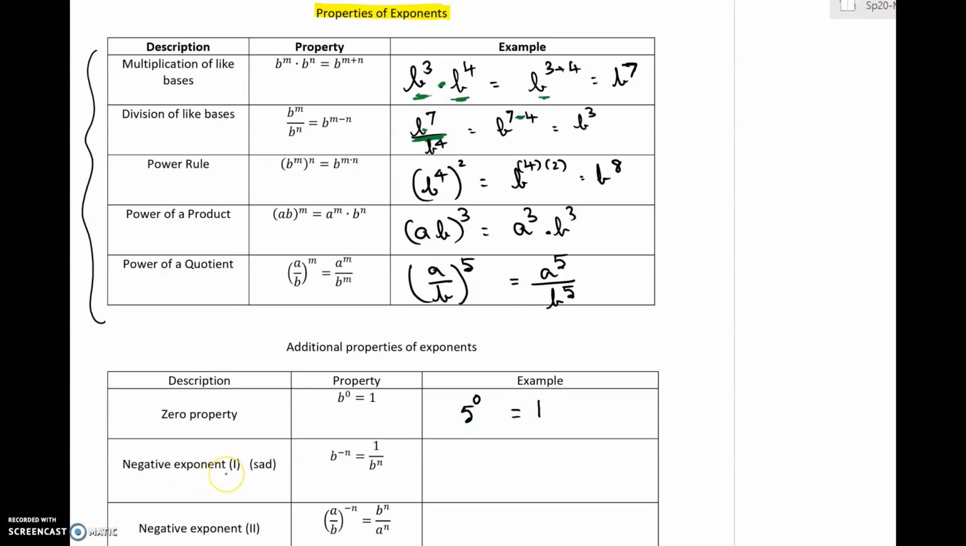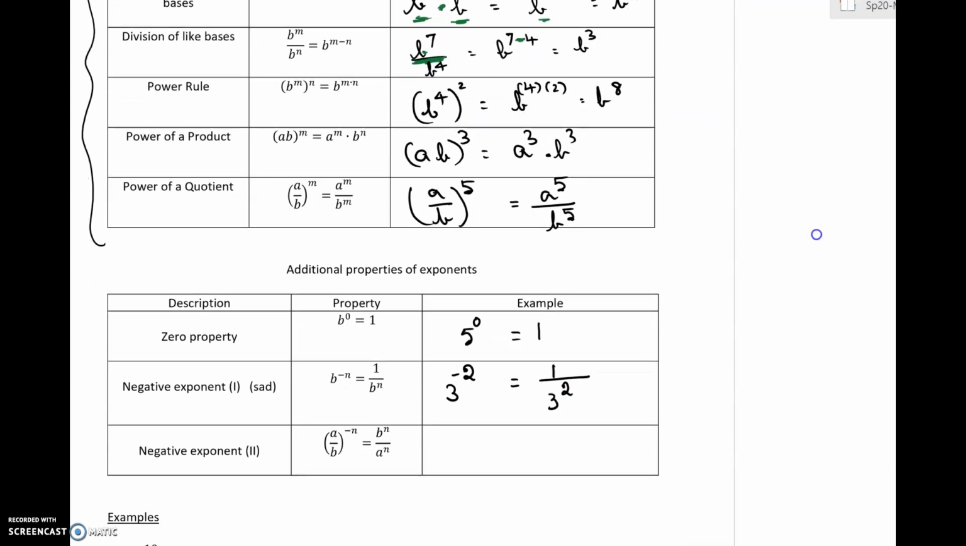Negative exponent, b to the negative n equal to 1 over b to the n. If you have a negative exponent on the numerator, you can bring it down and write it as a positive exponent in the denominator, which will be 3 to the negative 2 can be written as 1 over 3 to the positive 2.